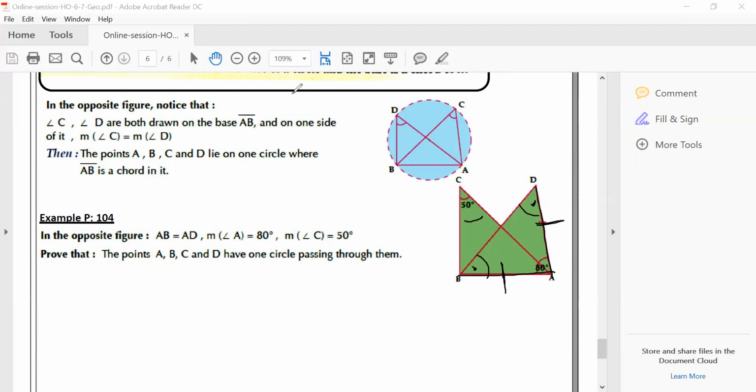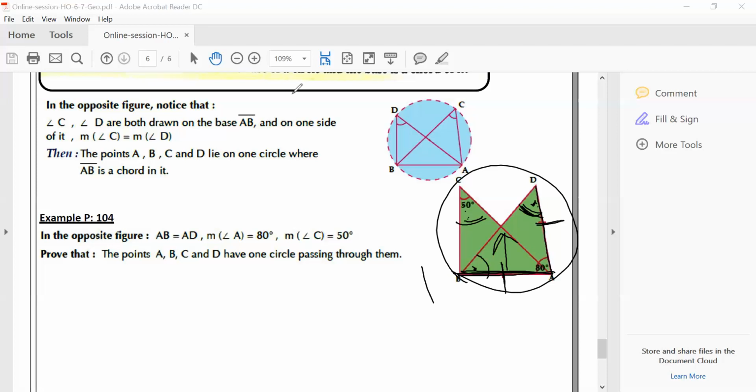When I want to prove that there is a circle passing through them, I must prove that there are two angles having the same base, and on one side of this base, if they are equal, then I have a circle passing through these vertices. By a simple way, if these two angles are equal, having the same base AB and on one side of the base, then A, B, C, D lie on one circle. So I want to get measure D. If measure D is 50, then I have one circle passing through A, B, C, D.